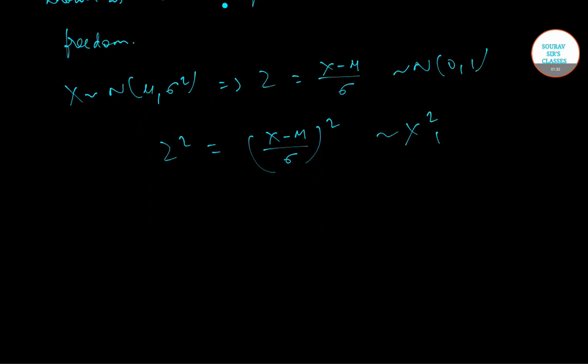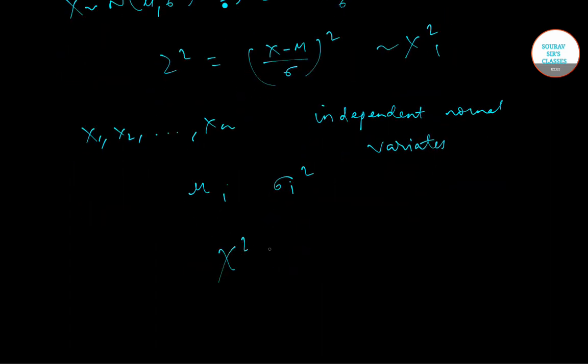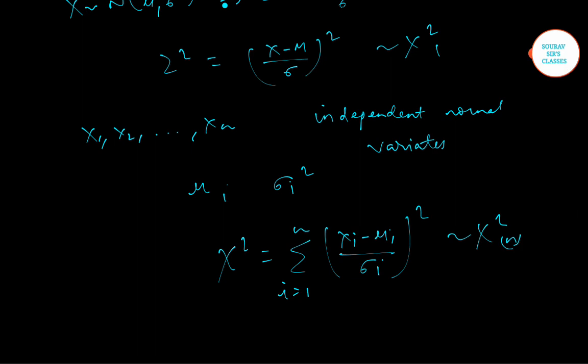Now in general, if we have x1, x2 and so on up to xn, which are independent normal variates with mean mu i and variance sigma i square, then chi-square is equal to the summation of ((xi minus mu i) by sigma i) square, where i goes from 1 to n, and follows chi-square with n degrees of freedom.